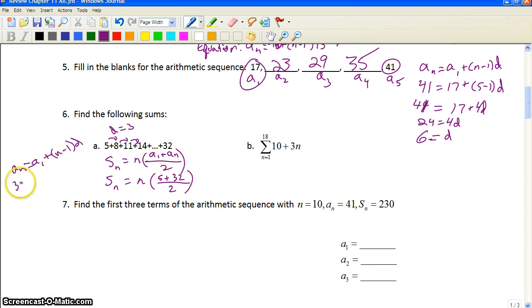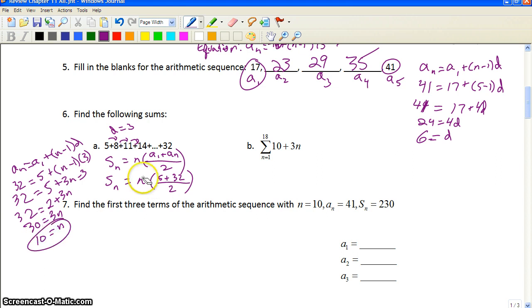Sorry, I wrote the wrong number. It's 32. A sub 1 is 5 plus n. We don't know it, but we know what d is. Let's simplify this and solve. Plus 3n minus 3. 2 plus 3n. We'll keep solving. 30 equals 3n. N equals 10.